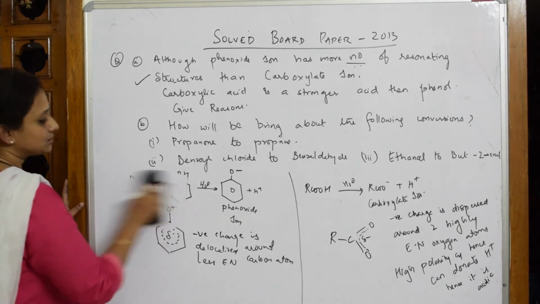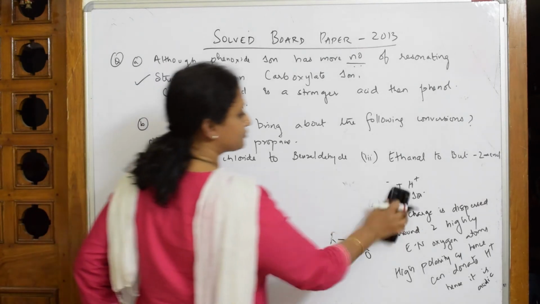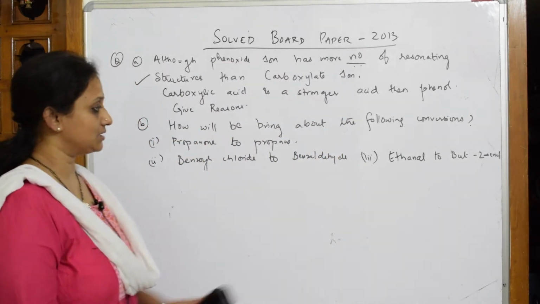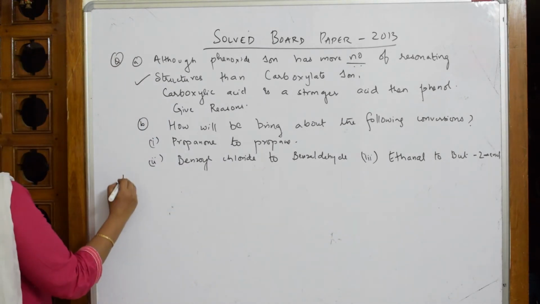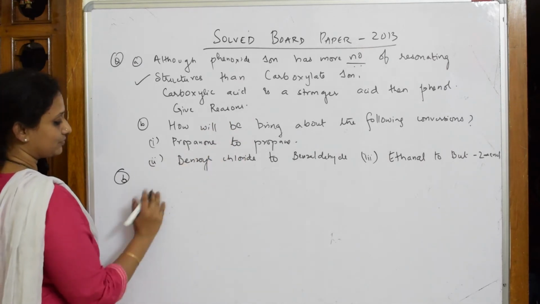Now let us come back to the next part of 2013. So what does it say? I have to show the following conversions. Conversions are compulsory, chemical distinguishing tests are compulsory, name reactions are also compulsory. Let us start with the B part. How will you bring the following conversion? Propanone to propane. Very easy.